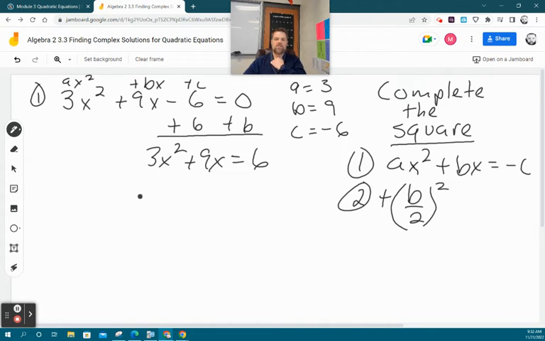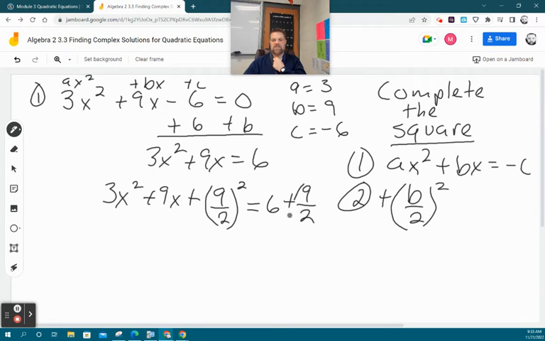So we have to think to ourselves, 3x squared plus 9x, and then we're going to add, what's B? 9 over 2, and we're going to square it. And whatever you do on one side of the equal sign, you have to do to the other side.